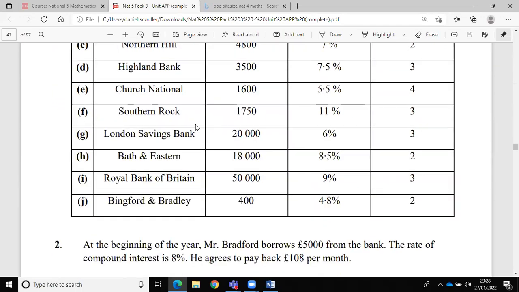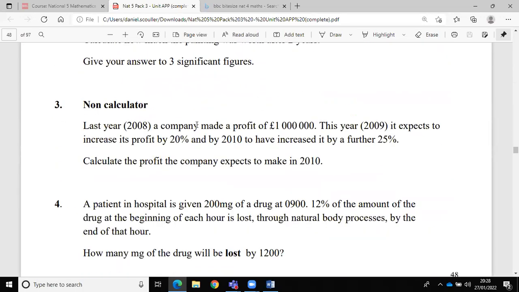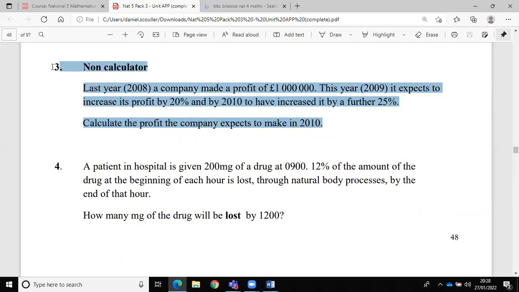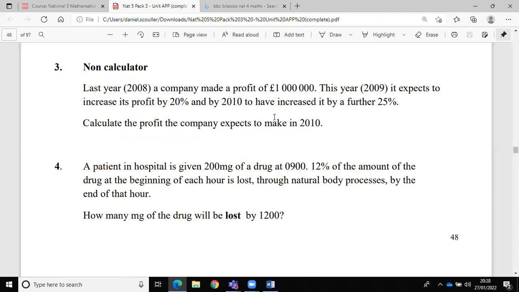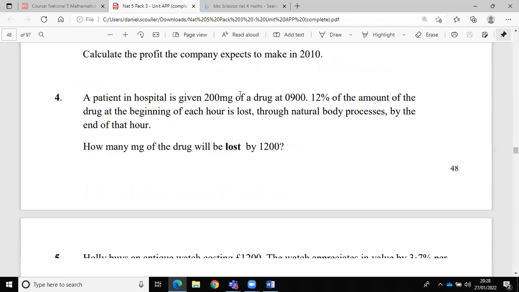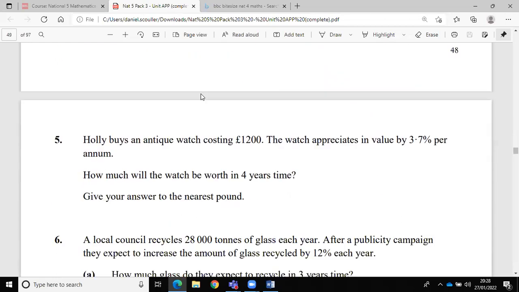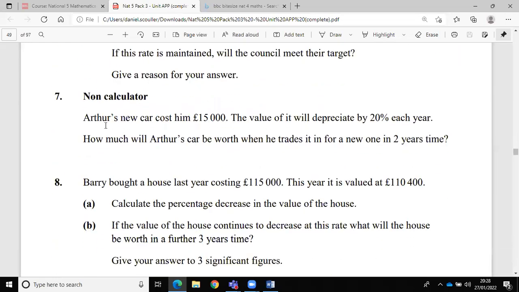What I would be careful of, and what may be worthwhile practicing, is these non-calculator ones. Finding a fifth of 1 million was a wee bit more awkward than we probably wanted it to be. Where's the other non-calculator one? So there we go, a fifth again. If it's non-calculator, they will use a common percentage, so 10%, 20%, 25%, 50%. Just be aware of them. 20% seems to be a popular one for non-calculators.